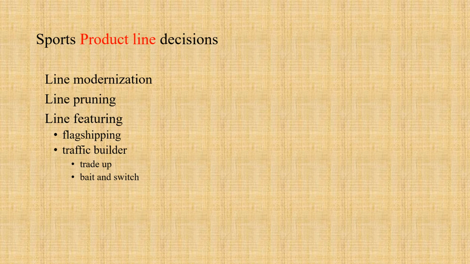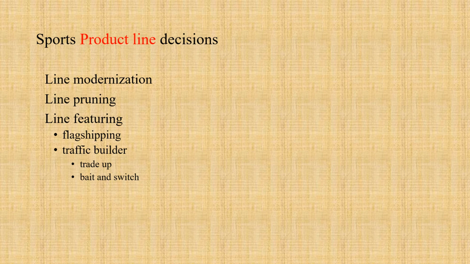And then another thing that product lines have to decide is the concept of line featuring. That is, if I'm only going to be able to market one product in the line, which product do I market? Many organizations do something called flagshipping. That is, they only really market their number one brand, their most expensive brand, their flagship brand, the one that they think is the very best product they have in their line.